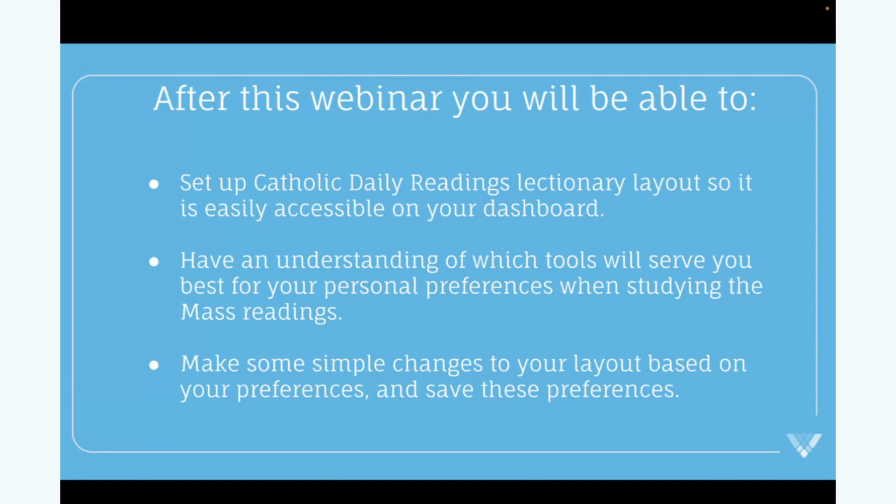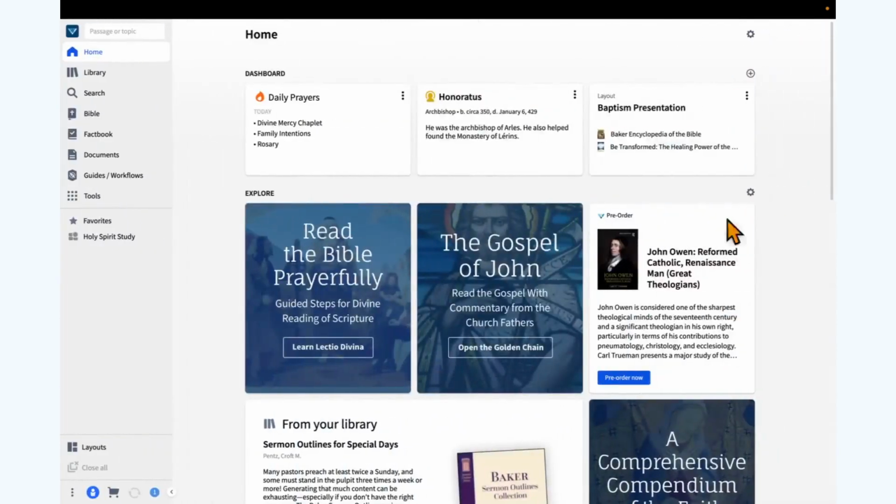And then number three, I'm going to show you how to make some simple changes to your layout based on your own preferences and show you how to save these preferences for the future so that when you go to access that in the future, you don't have to spend a whole bunch of time changing those preferences up. So this is what we'll be walking through today. It's fairly basic training, but whatever goals you have, I hope that you walk away with something new that helps you to feel equipped to study those Mass readings and know what those different tools offer for you. So let's go ahead and dive in. I'm going to pull up my software again here.